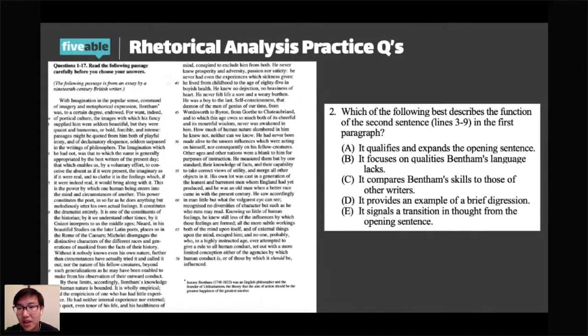I would say it is to some extent talking about the aspects of his language that he wasn't too great at. But that's not the primary function. The primary function of the sentence is to add on to the first sentence. It serves as a transition into the rest of the first paragraph. That's why answer choice A is the best answer, because although B is true to a little extent, it's not the function of the second sentence. All right, we'll keep going.